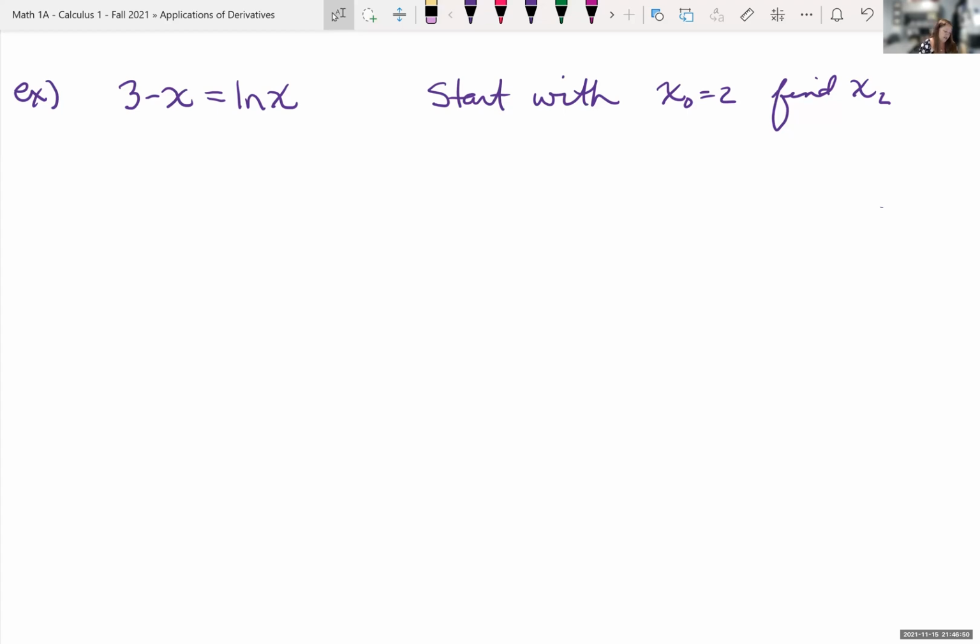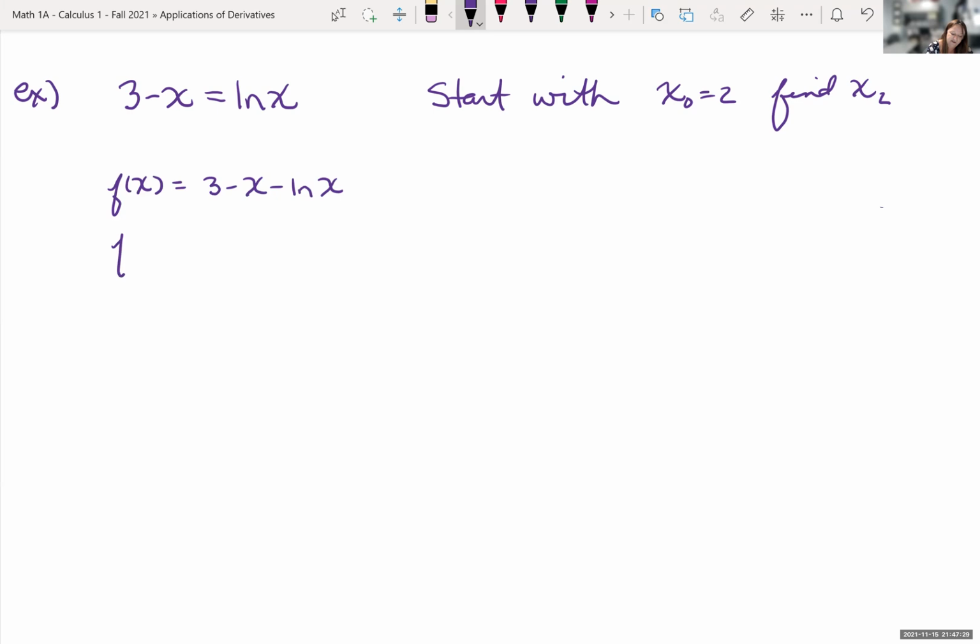So our next example says, use Newton's method to approximate the solution of 3 minus x equals natural log of x. Start with x sub 0 equals 2 and find x sub 2. So again, if it's given us an equation, we want to set it equal to 0 and define that to be our function. So if we subtract natural log of x on both sides, we can say this function f of x, let that be 3 minus x minus the natural log of x. We're trying to find out, when is this set equal to 0?